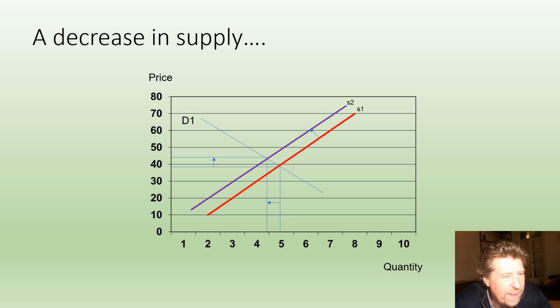Very important to put the labels. You don't need to put the numbers, but just write P or price and Q or quantity, and then label the lines and put the arrows to show the direction. And that is how we try to demonstrate the dynamics in a market.